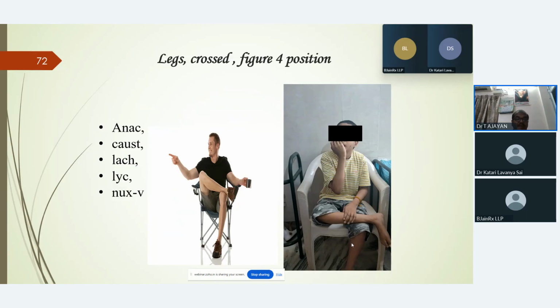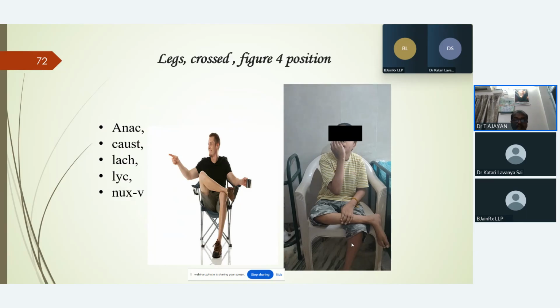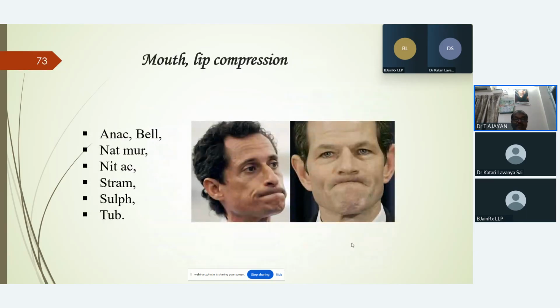Look: Anacardium, Coccyx, Lachesis, Lycopodium, Nux vomica. In this particular child, an autistic child, out of these five medicines, one medicine will help me to select for the management of these autistic features. Okay, I will discuss it later. Then listen, this one is mouth lip compression.